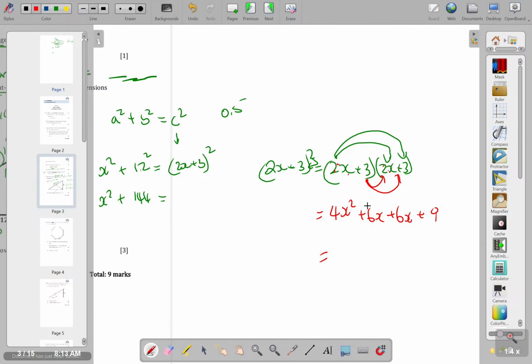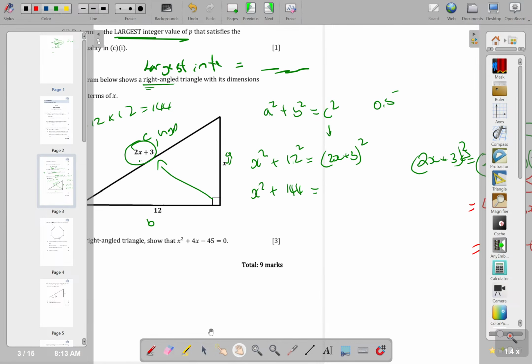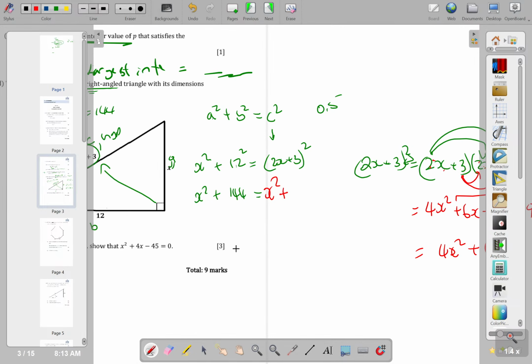Everybody knows, combine what looks similar. X squared can't combine with x. They're two different things, right? X can combine with x though. So this is 4x squared plus 12x plus 9. Yeah? So even if you reach this point, good job, right? At least fight. So this is what, 4x squared.